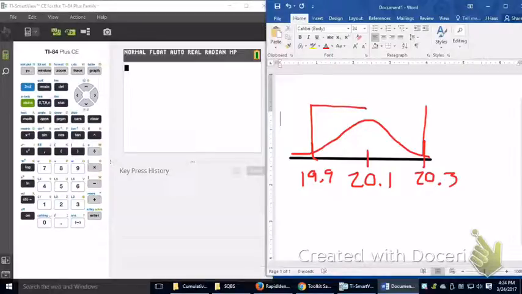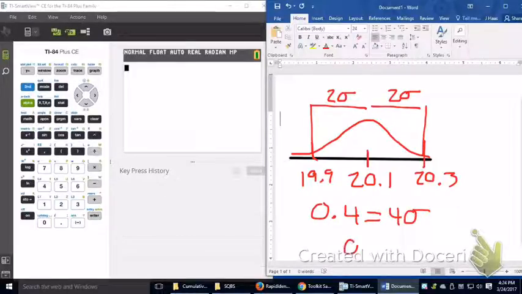So basically I'm talking about 2 standard deviations above the mean and 2 standard deviations below the mean. So that means the total range from 19.9 to 20.3, which is 0.4, should be equal to 4 standard deviations. So a single standard deviation is going to end up being 0.1. So that is the information that you gain from that pilot study that will be very useful when it's time to do your confidence interval.